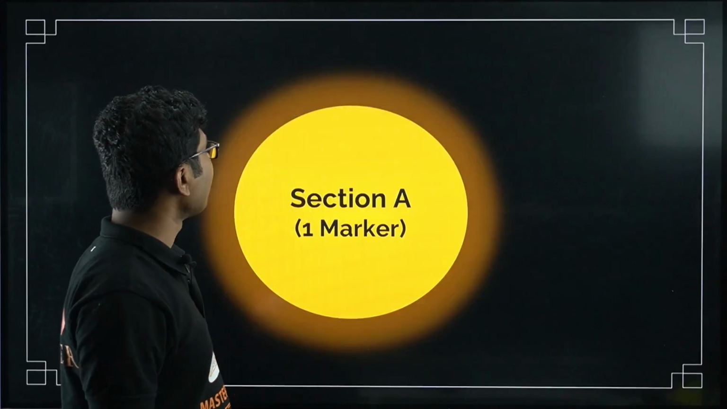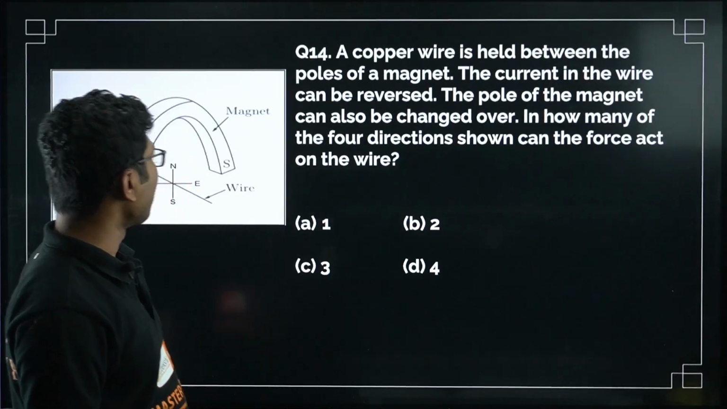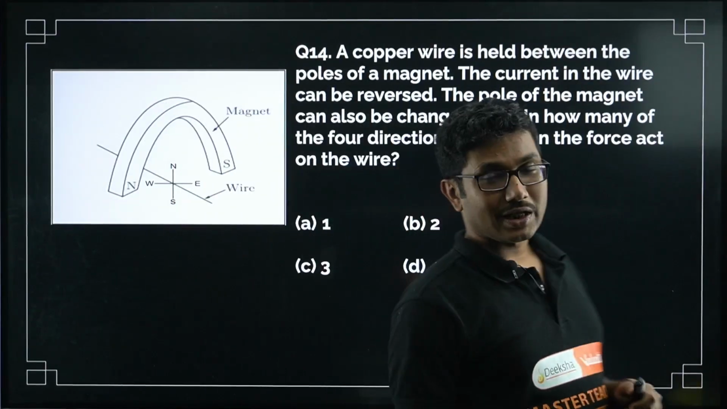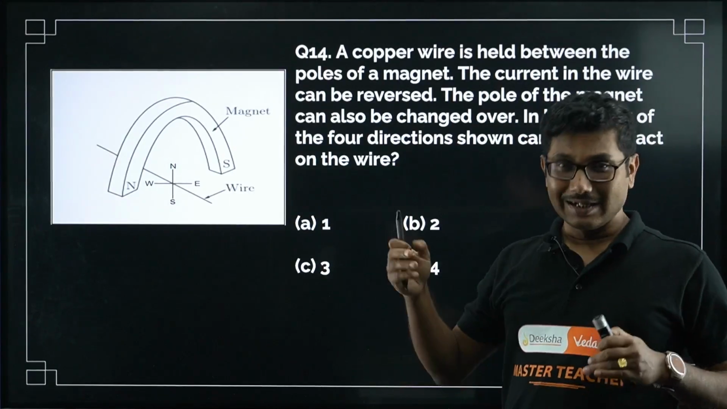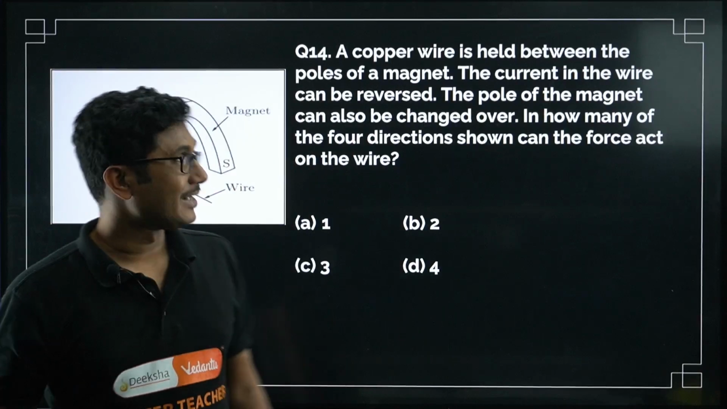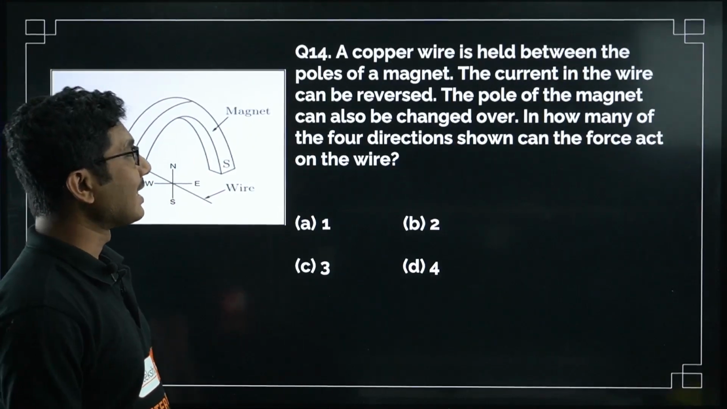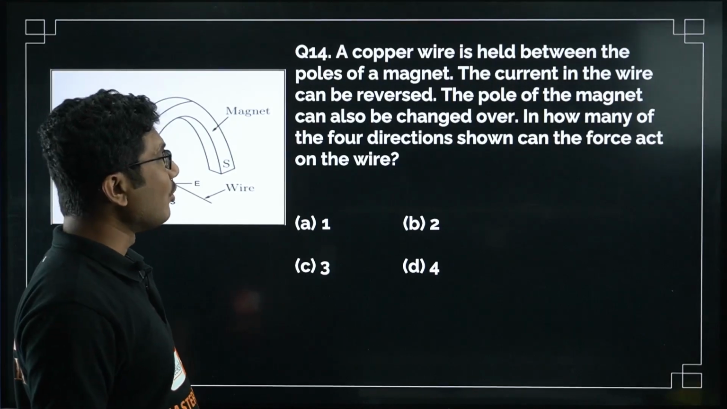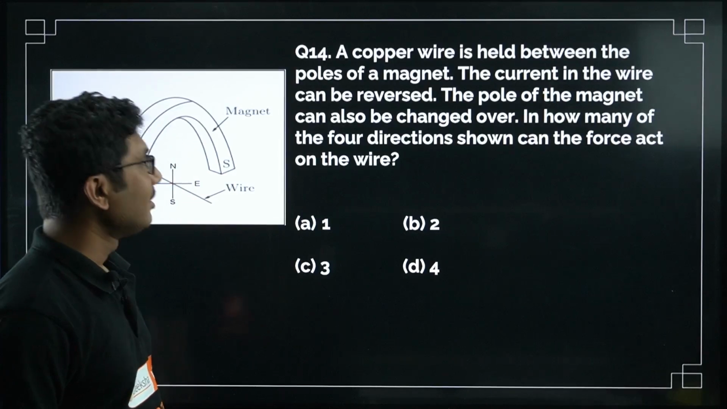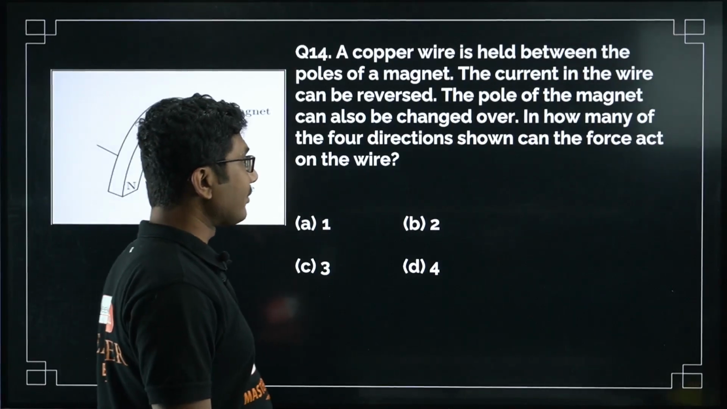Now let's move on to question number 14. This is a very interesting question. While seeing it, I was surprised that they have given a little bit of a tricky question. Generally, if the question paper is a little hard, then this kind of question is expected. A copper wire is held between the poles of a magnet. The current in the wire can be reversed. The poles of the magnet can also be changed over. In how many of the 4 directions shown can the force act on the wire?